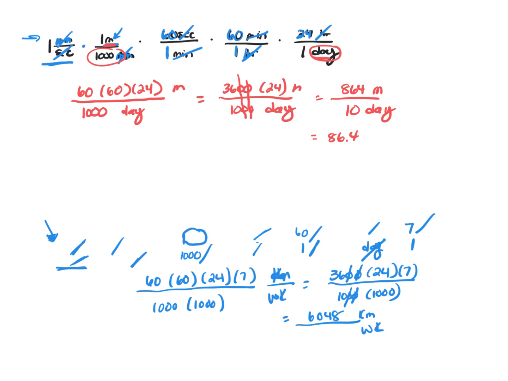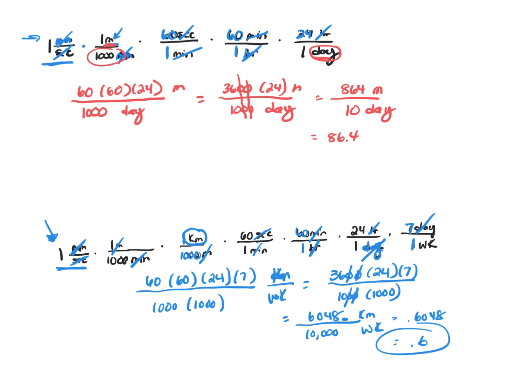And in the bottom, I'm left with a 10 and 1,000, which is a 10,000. So when I divide by 10,000, that's going to move my decimal, which is right here. It's going to move it over 4 places to the left, and that gave me 0.6048, and one of my answers was 0.6. So there's my answer.